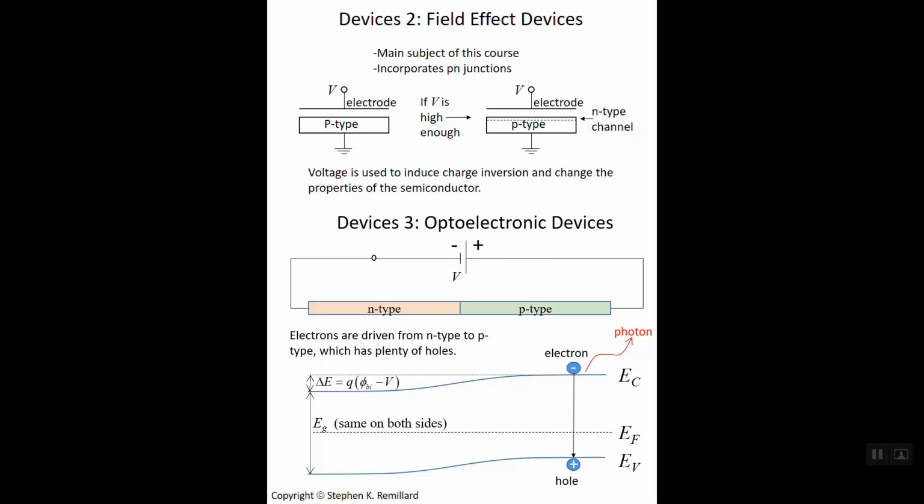Next, we'll start talking about the physics of semiconductors, what the carrier concentrations are, why they are what they are, how they can be controlled, how doping can affect the carrier concentration, and what that does to the performance of the semiconductor. That's all coming up next.